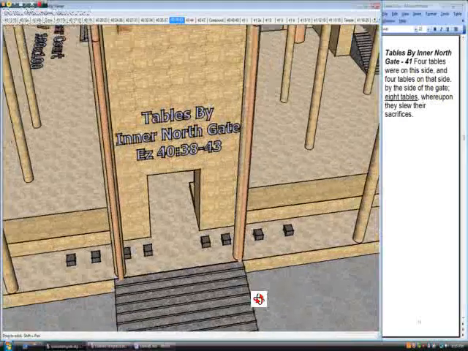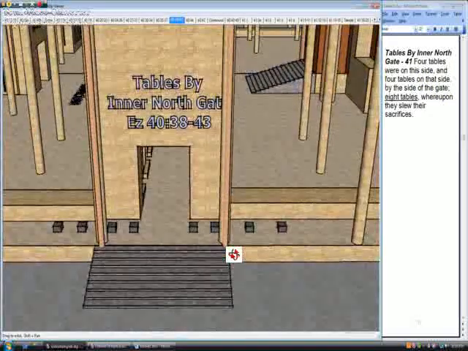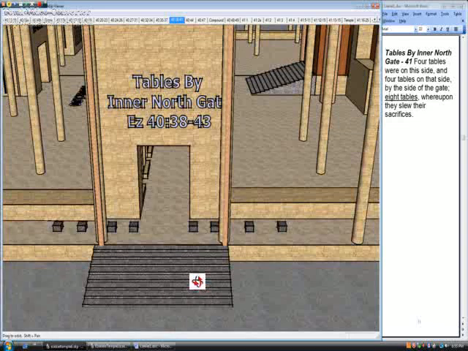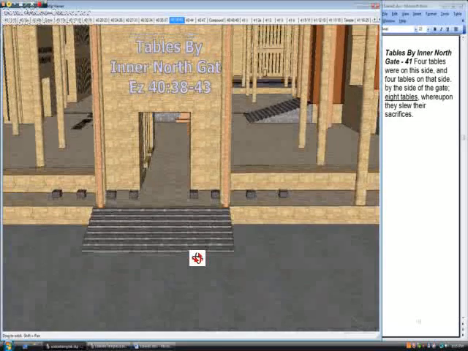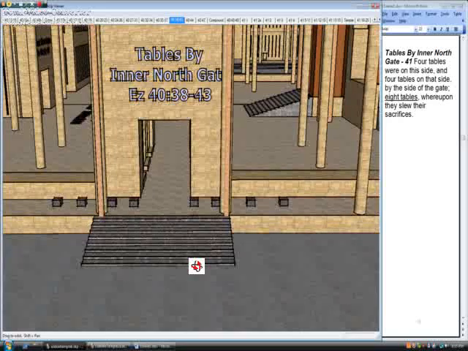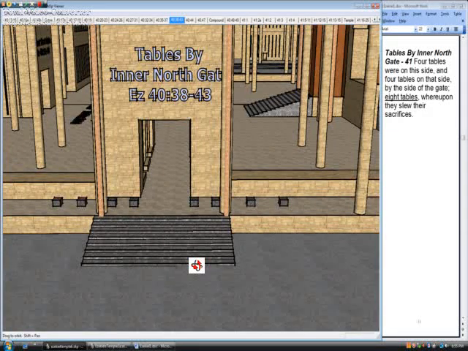And 4 tables were on this side and 4 tables on that side. 8 tables whereon they slew their sacrifices. Why sacrifices in the millennial kingdom? In the messianic kingdom? Because sacrifices never took away sin.